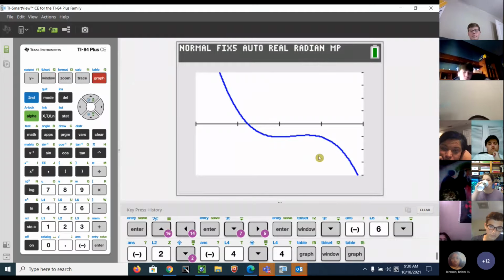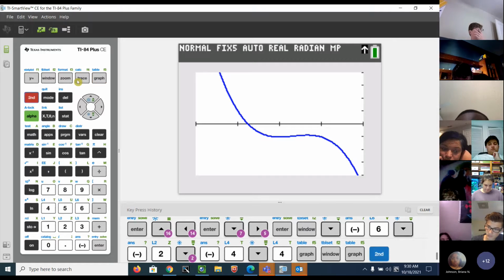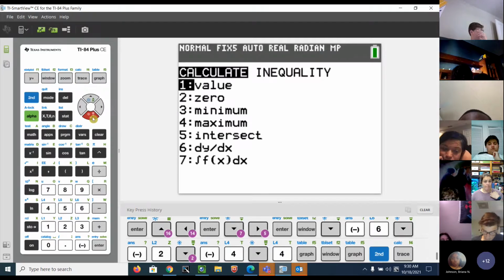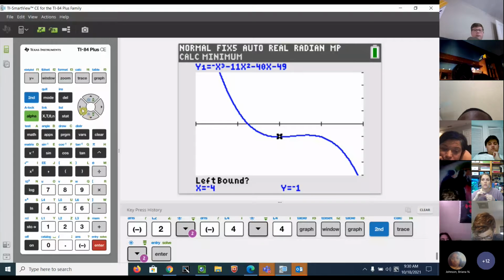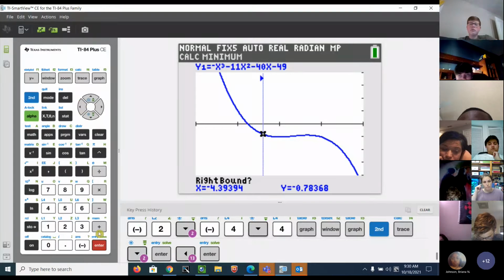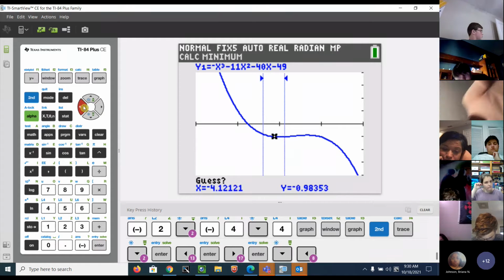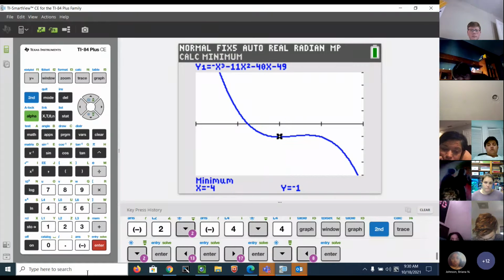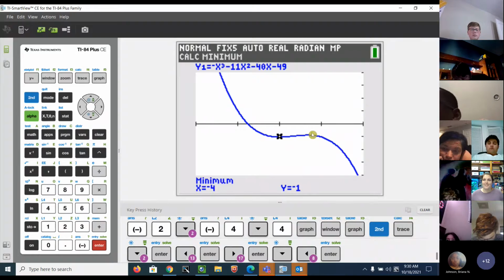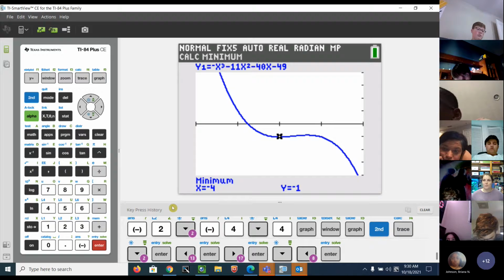Now let's get the max and the min. I don't know if we're going to have a max, but that looks like a min right here, and this looks like a max. So I'm going to go second, trace, and I'm going to find the min first. And I'm going to say right about there is the left-hand side. And right about there is the right-hand side. And the min, probably right in there maybe. So somebody write down the min, -4, -1. And the max will be right around in here. So I'm going to hit, somebody write it down because y'all won't talk to me. So -4, -1, that's your min.